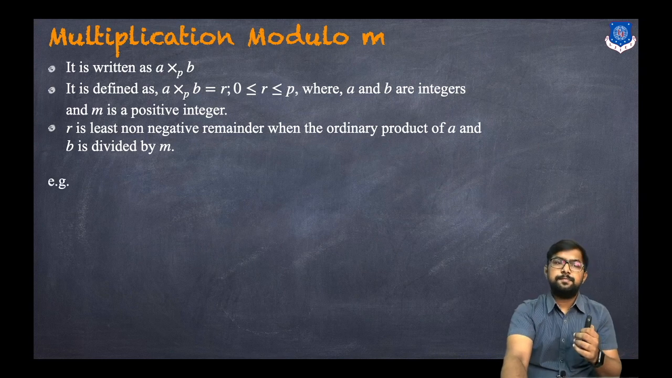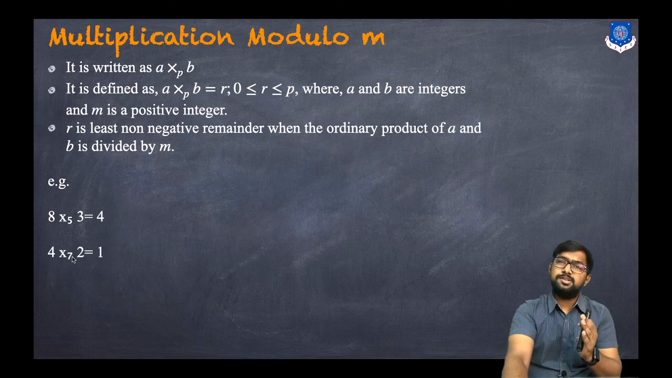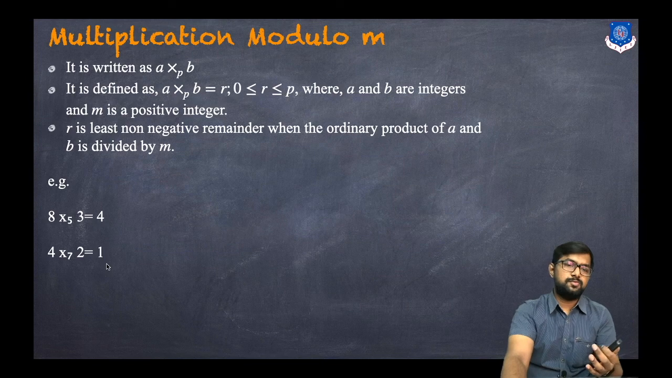For example, 8 ×₅ 3, or 8 multiplication modulo 5 of 3, the answer will be 4. How? 8 into 3, that is 24. Now if we divide 24 by 5, the remainder is 4, so it is 4. Now 4 multiplication modulo 7 of 2, so 4 into 2 is 8. Now if we divide 8 by 7, the remainder is 1. So this is how you can find the multiplication modulo.